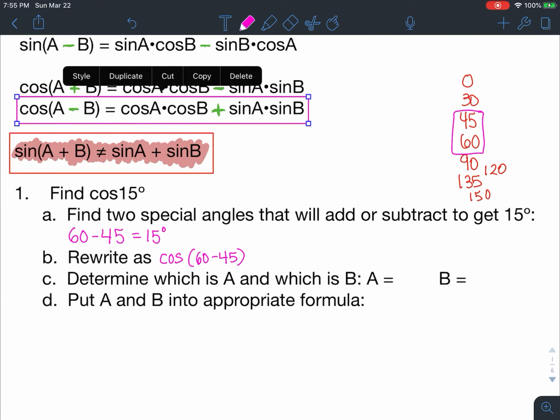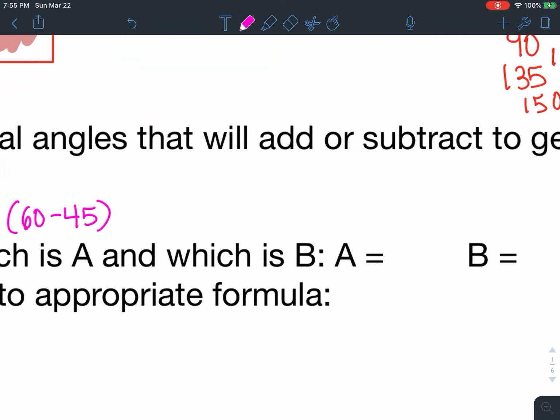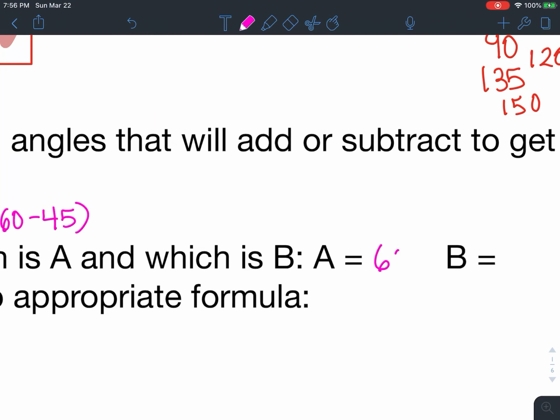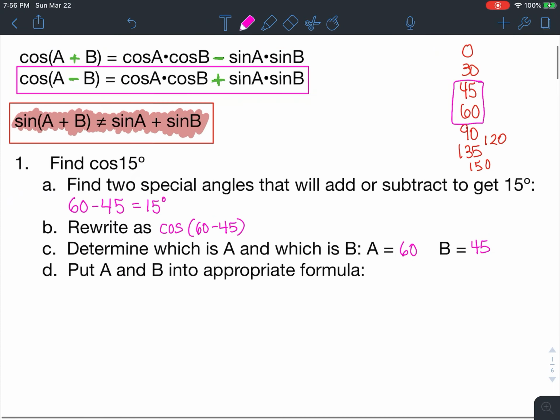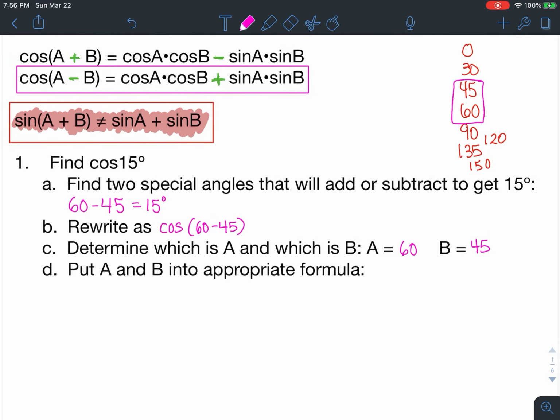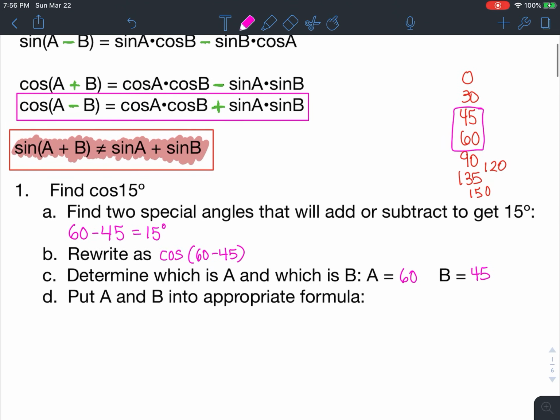Okay. So let's decide who's A and who's B. Well, it's not that hard, thank goodness. A is just the first number, and B is just the second number. And then we're going to put A and B into the appropriate formula. So I put a box around the appropriate formula in pink. So that's the formula that we're going to use.